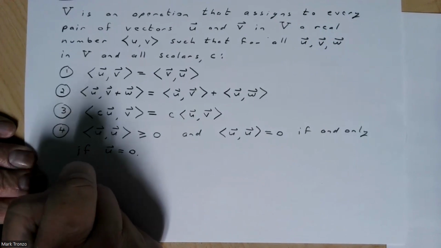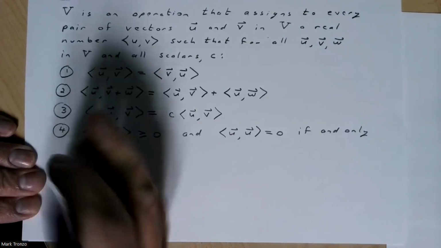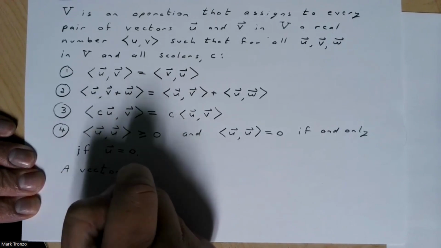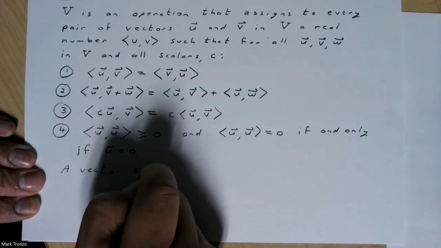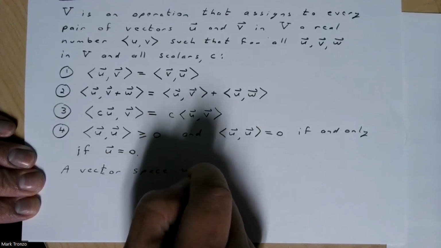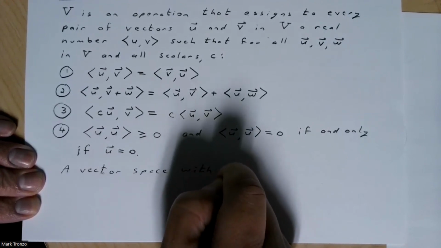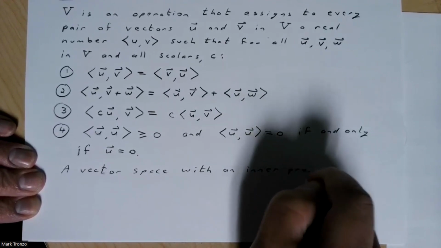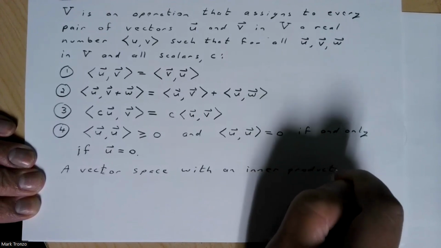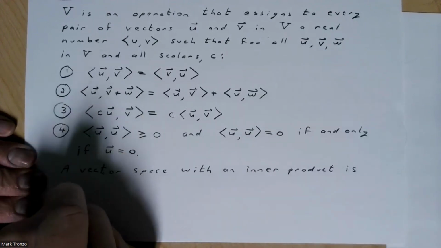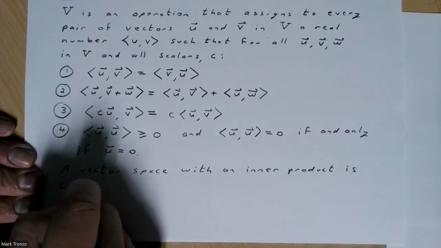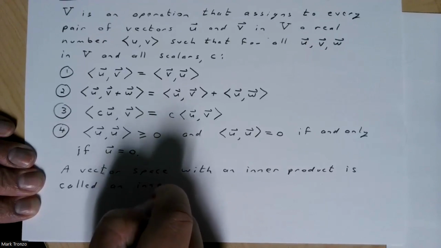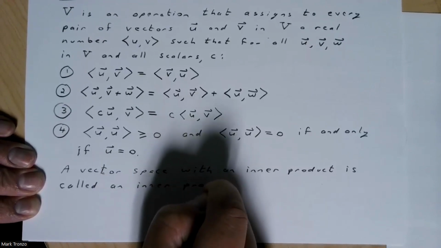And a vector space with an inner product is called an inner product space.